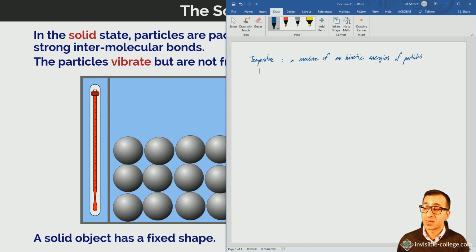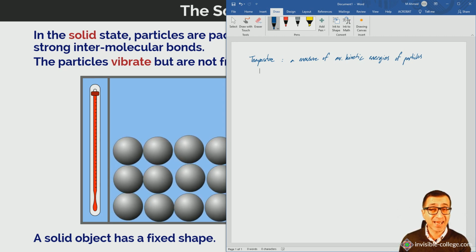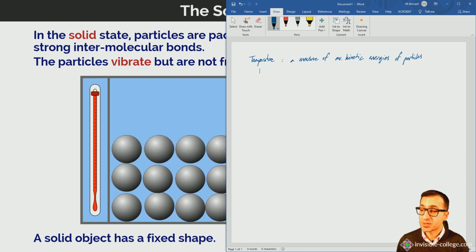Now what this means is that on the microscopic scale, if you have an object and you raise its temperature, the total amount of kinetic energies of the particles will increase. Now there are a couple of other very important key terms that you need to be familiar with in this area of chemistry and physics that we call thermodynamics. So temperature is a measure of the average kinetic energies of the particles.